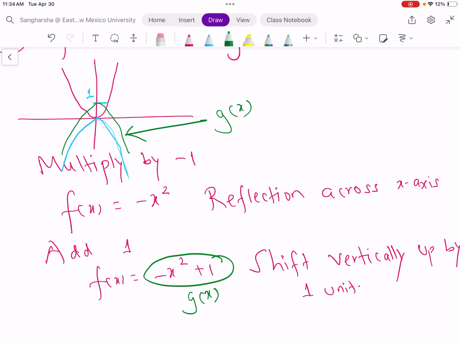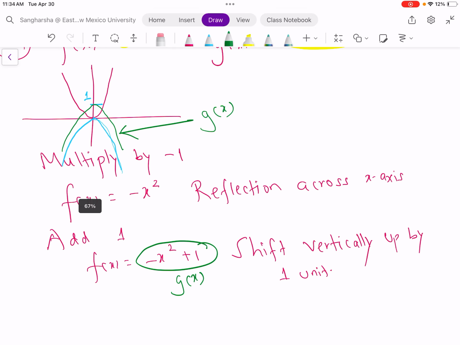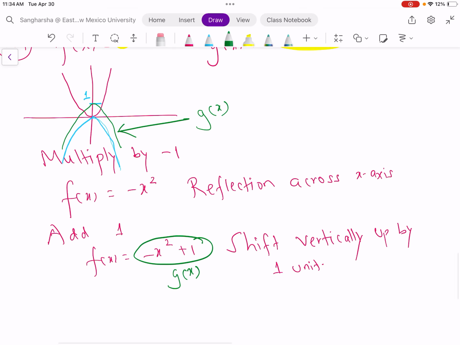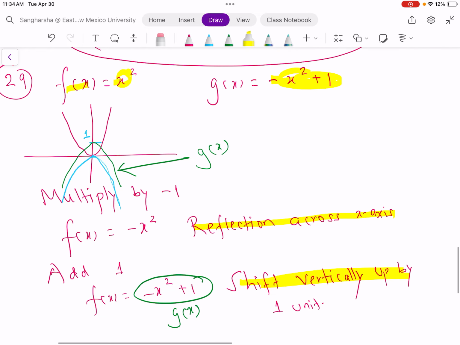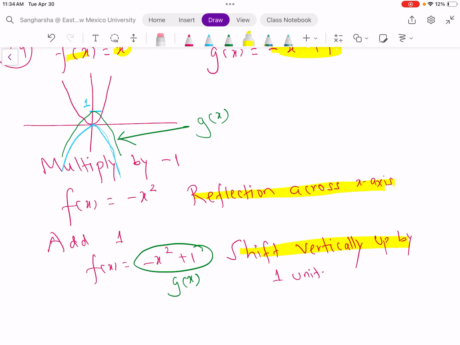Do we have to draw every step? You are not required to draw every step. Make sure you draw the basic function and the final graph, and you need to write down the transformation. You can just write it in a single sentence, like: start from this basic function, reflect across the x-axis, and shift vertically up by 1 unit. Or you can show every step, and try to use a different color. If you are drawing in the same Cartesian coordinate system, use different colors for the basic function and the final graph. So this is for number 29.